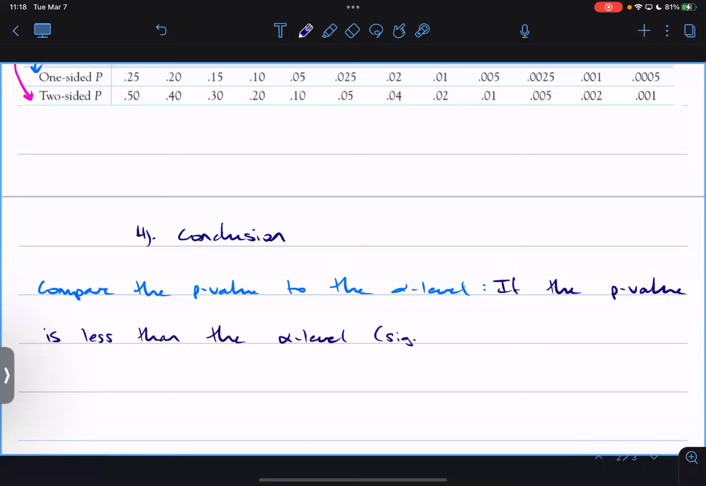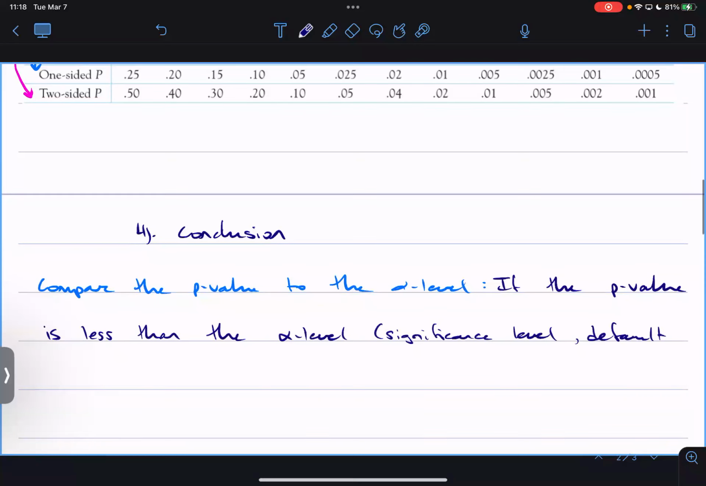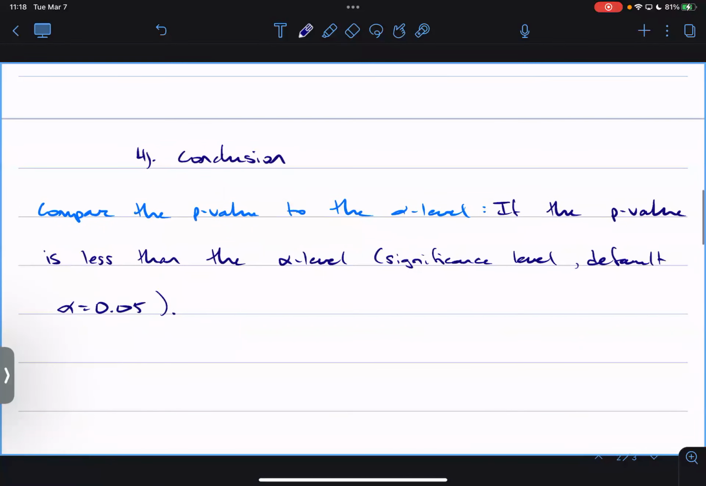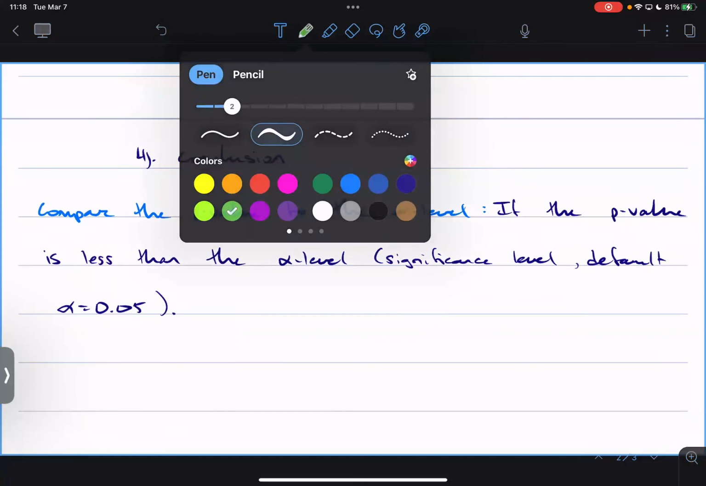If the p-value is less than the alpha level, which is the significance level, which has a default. So if it doesn't say, default alpha is 0.05, and it is linked to the default confidence interval of 95%, right? You're either 95% confident it's within this range, or there's a 5% chance that you're wrong, right? So they are linked, but that's beyond us for now.